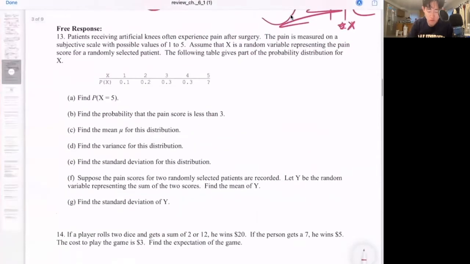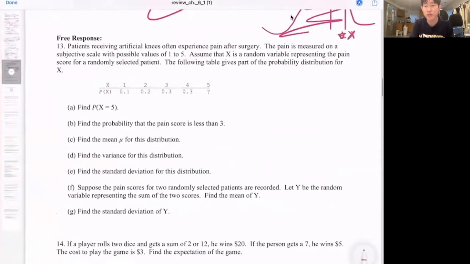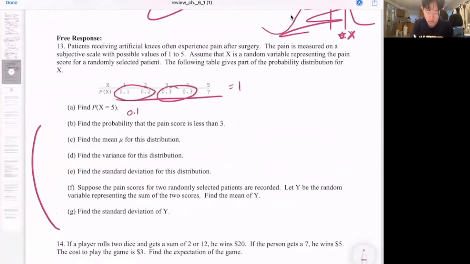Number 13, free response questions. We've done this in class, but I'll do this briefly. Remember, the probabilities have to add up to 1. So that should be 0.1, 0.6, 0.9, and 0.1 is the leftover. Find the probability the pain score is less than 3, which means these two. Just to give you a little bit of notation, this is the probability of x equals 5.